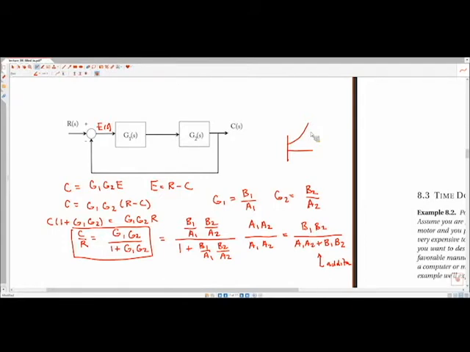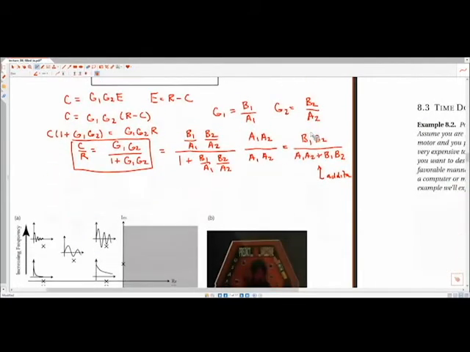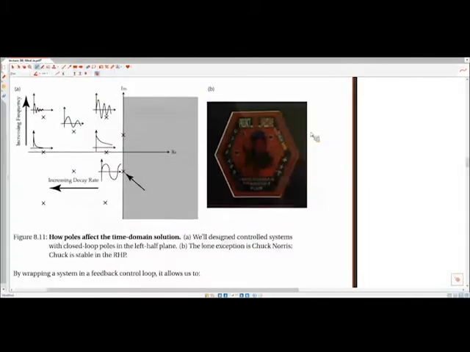Any other thoughts? Okay, so the only exception, this is a trick question, is Chuck Norris. Chuck Norris has poles in the right half plane, he's still stable. Everything else is unstable.